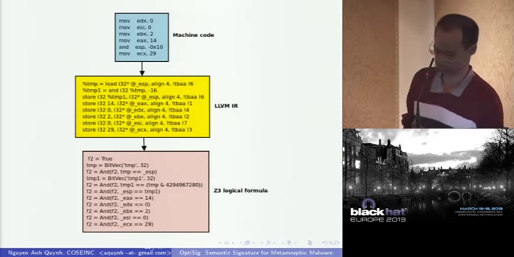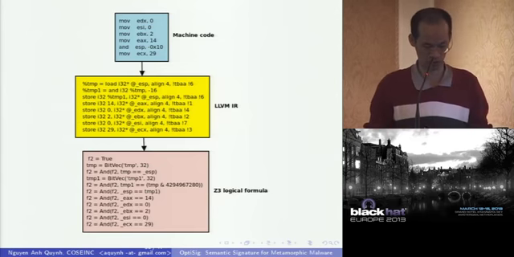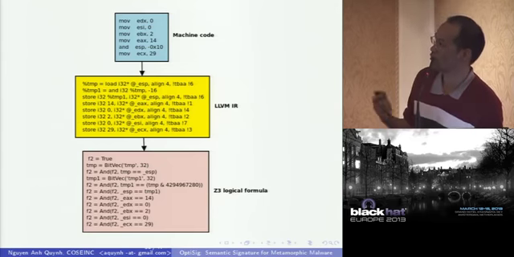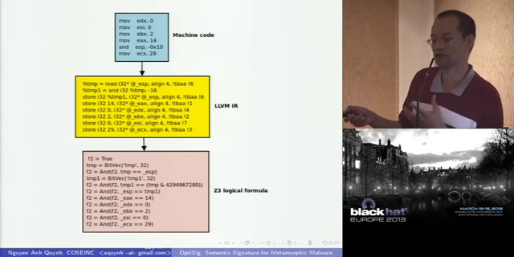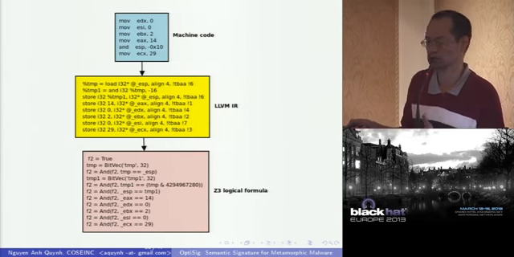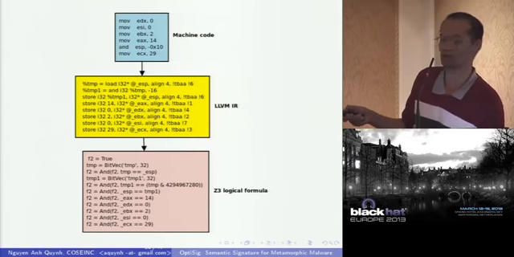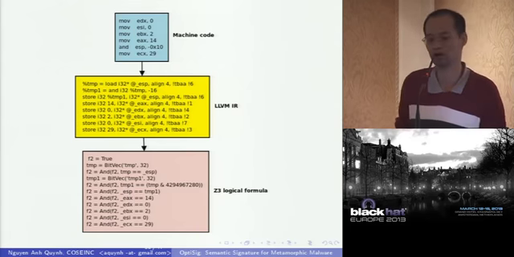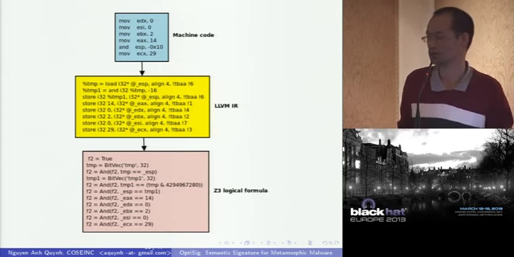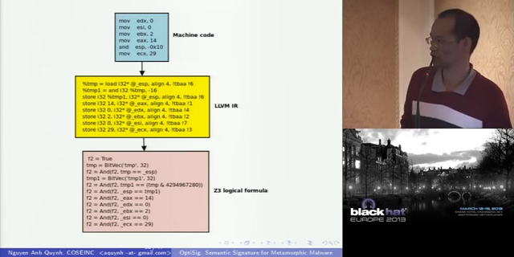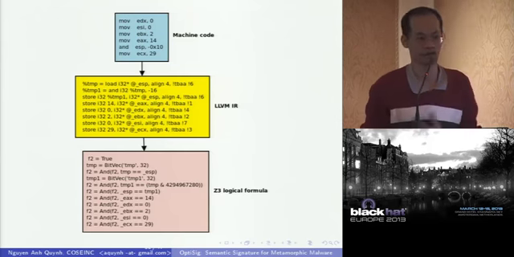Okay, here is one example of how we go from machine code to the logical formula. On the top we have the machine code, and after the normalization and optimization steps, we have this code. From this code we generate the logical formula, which comes here in the last box, and this logical formula will be fed to Z3, and you can prove it.